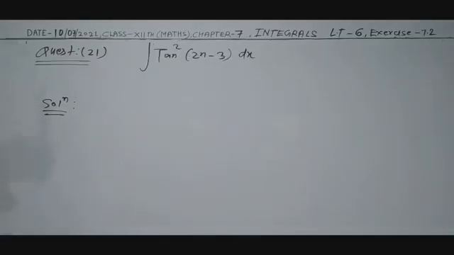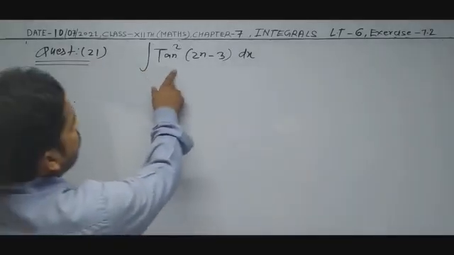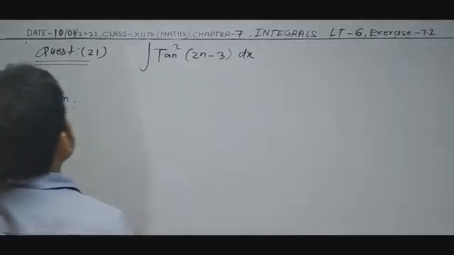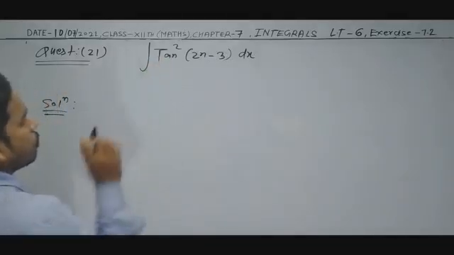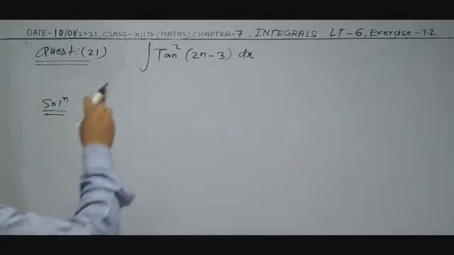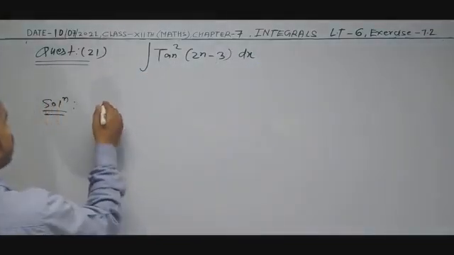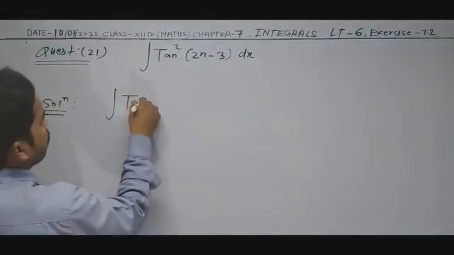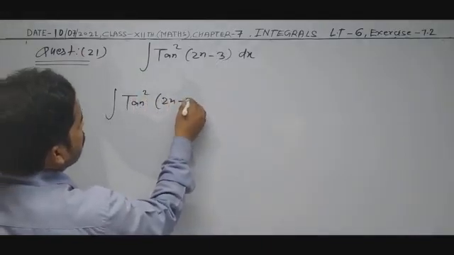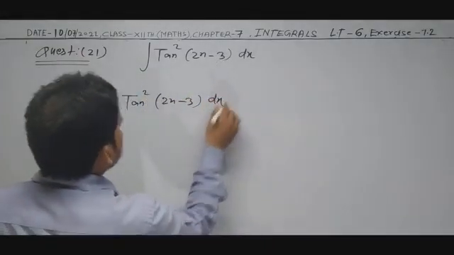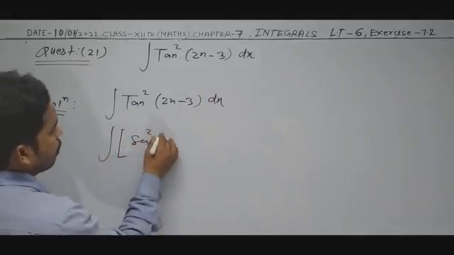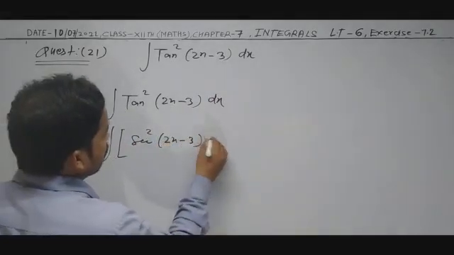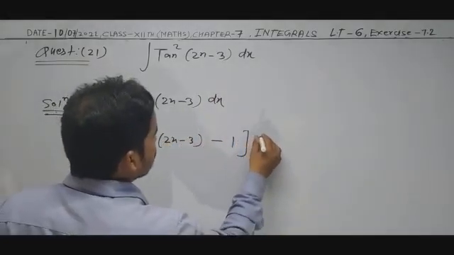Now question number 21 is integration of tan square (2x minus 3) dx. You don't know the differentiation of tan square, but you know the differentiation of tan, and you also know the differentiation of sec square. So you can convert tan square theta in terms of sec square theta. First of all, write the given function tan square (2x minus 3) dx, and now this integration can be converted into sec square (2x minus 3) minus 1 dx.